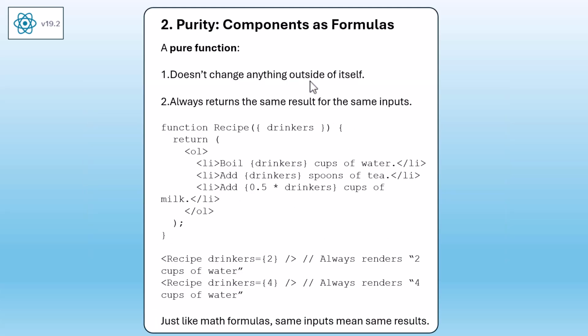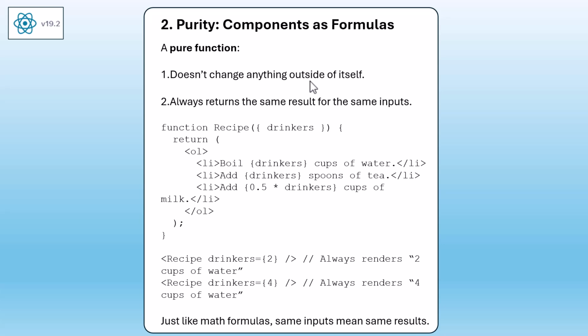2. Purity. Components as formulas. In computer science, and particularly in functional programming, a pure function has two main characteristics. First, it minds its own business. It doesn't modify any objects or variables that existed before it was called. Second, it's consistent. Given the same inputs, it will always produce the same output.